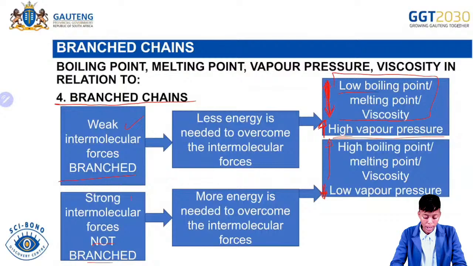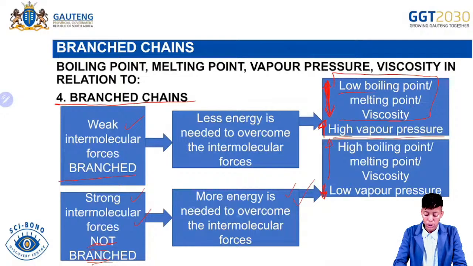So with this one, we are saying if you have strong intermolecular forces, but you have a straight chain. So if it's not branched, then it will just be a straight chain. When it is a straight chain, then what will happen in terms of the energy? More energy is required to overcome the intermolecular forces.